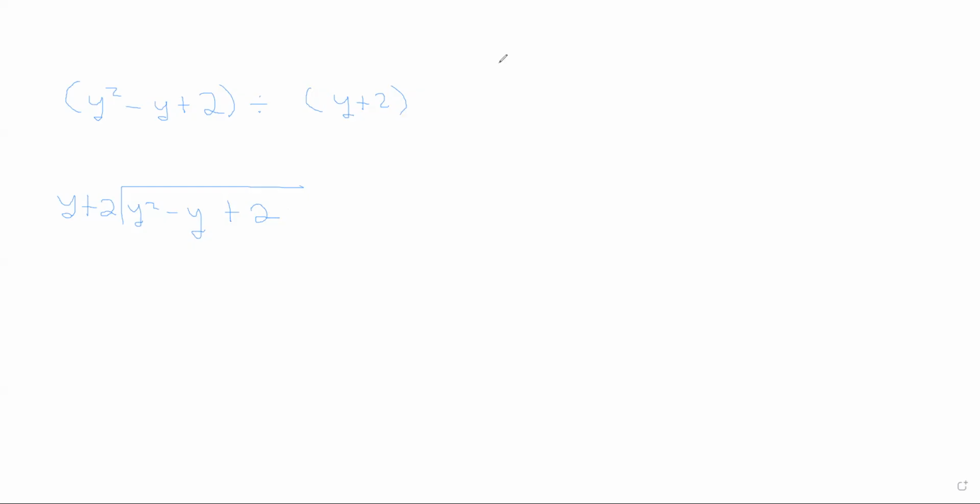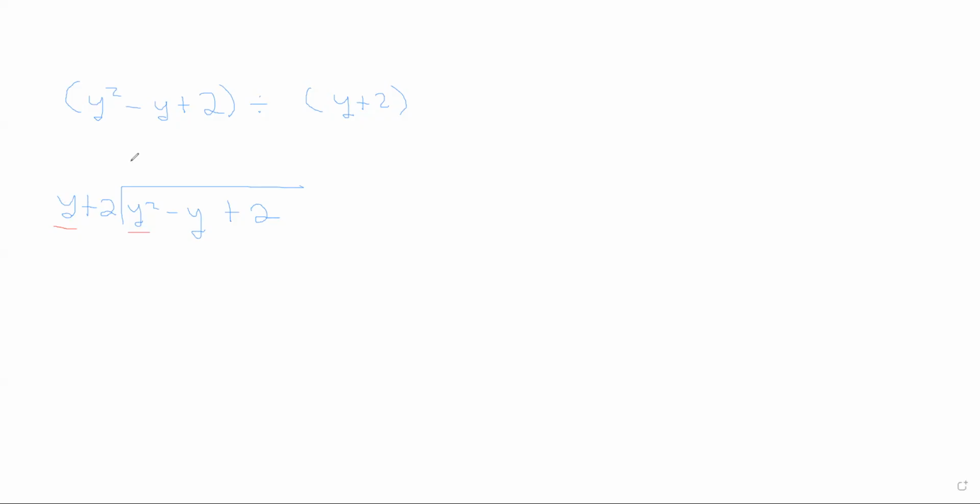So let's change this color here. What we do is we look at the first term, y here, and we look at the first term inside the polynomial, which is y squared. Now, can y go into y squared? Yes. Okay, y can go into y squared. Now how can we make it go into y squared? Twice.